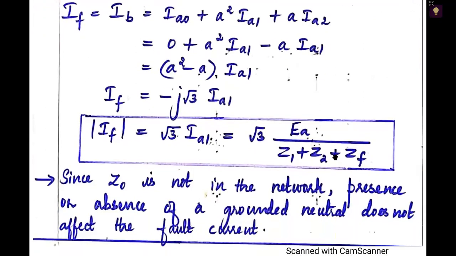The last step is to find the fault current based on the nature of the neutral grounding. For a line to line fault, we have seen that the equivalent network will not include the zero sequence components or the zero sequence network. Since Z0 is not in the network, the presence or absence of a grounded neutral is not going to affect the fault current.